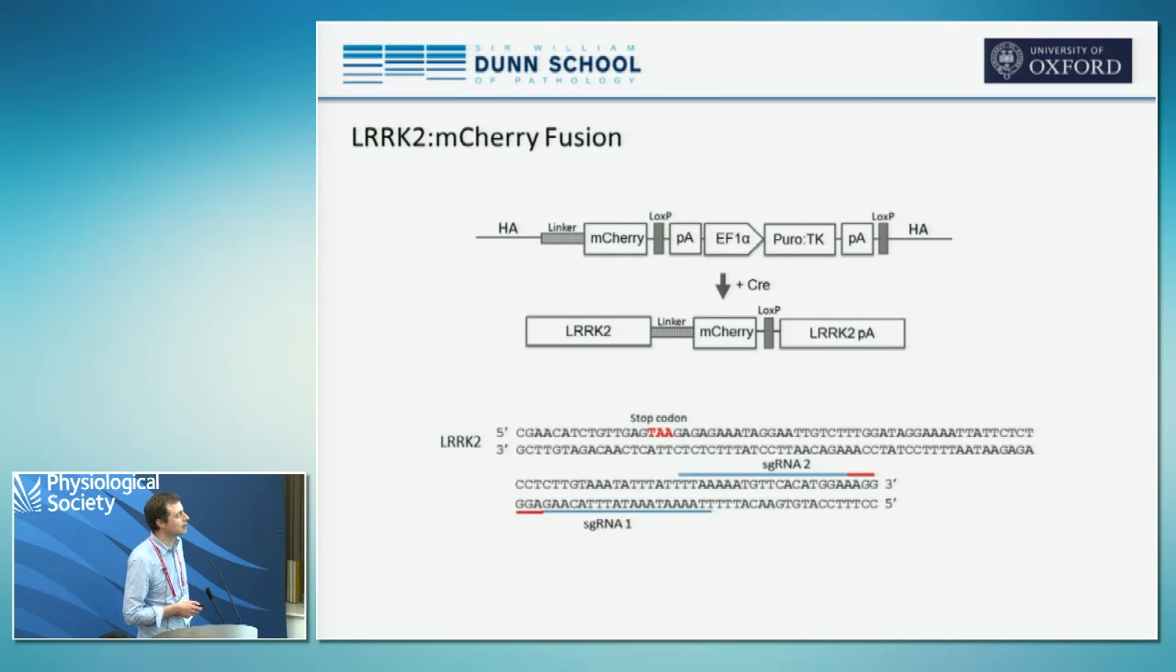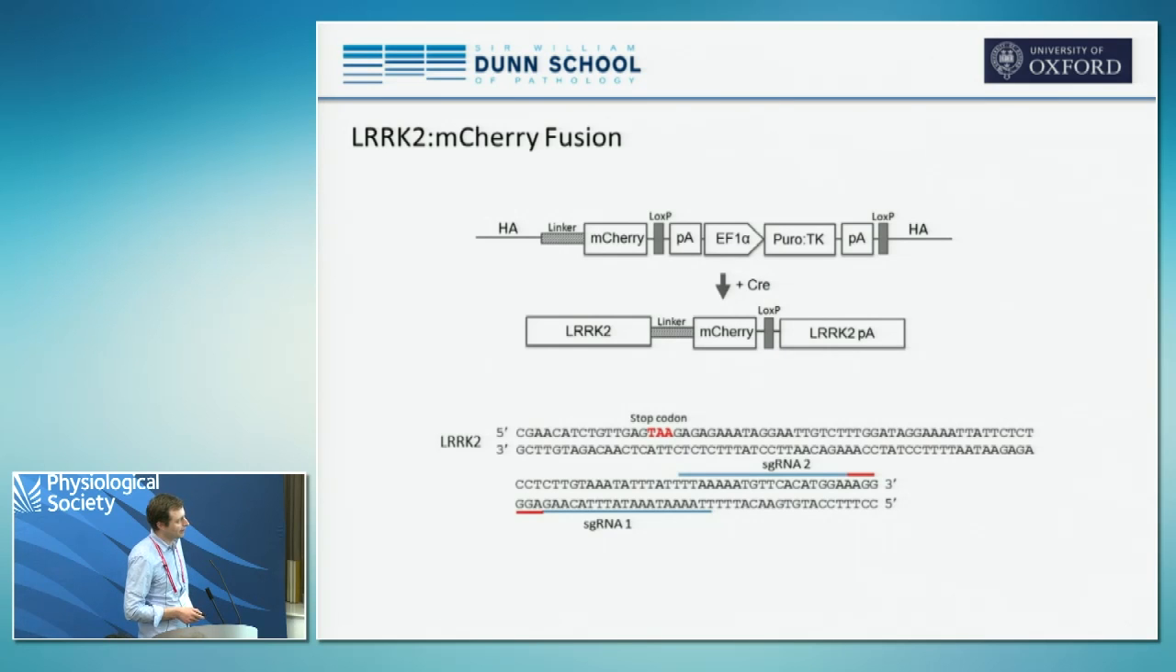Because of the size of the DNA that we're trying to integrate at this point, we've had to use a selection marker. EF1 alpha is one of the few promoters that highly expresses in iPS cells, and it's driving a puro-TK fusion gene, so puromycin for positive selection, thymidine kinase for negative selection. This is all flanked by these loxP sites, so it'll return LRRK2 back to the control of its own poly A signal. And afterwards, we simply Cre it out.